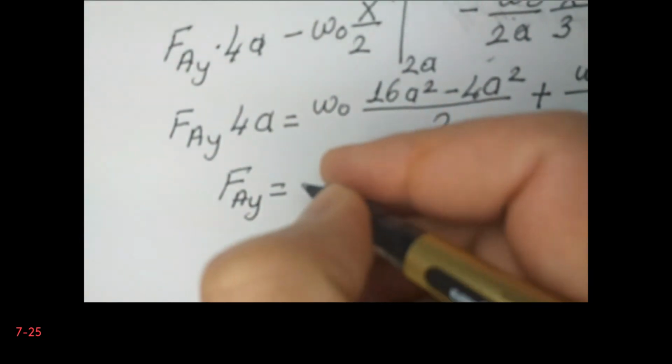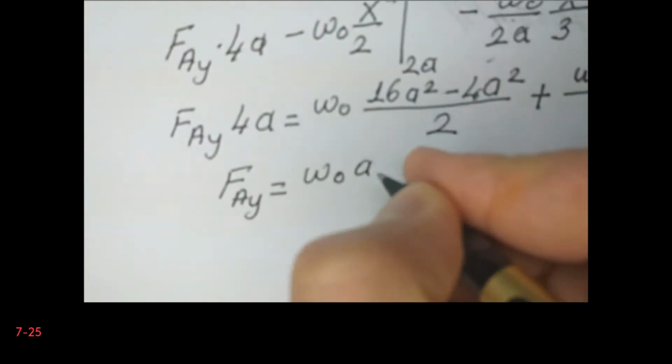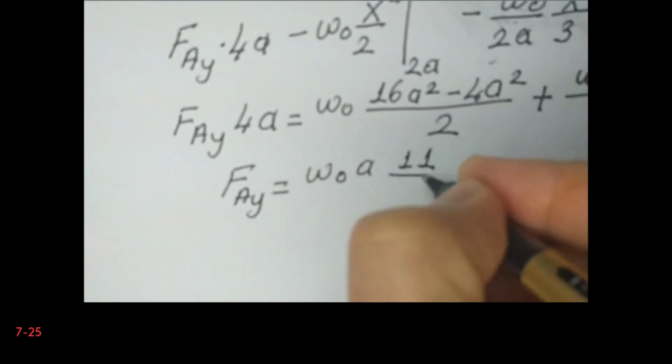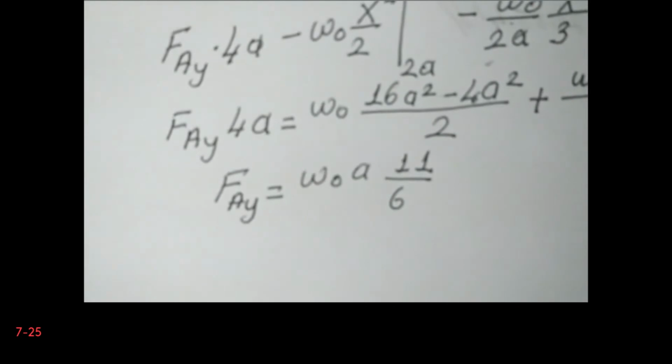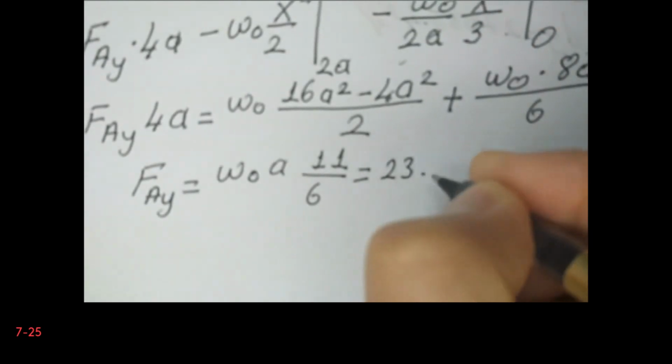So let's make one correction. This is plus because we put the equation to the other side of the equality, and in fact FAY from here can be found as W0 multiplied by A multiplied by 11 divided by 6. So if you put the values, what you are going to obtain for the value of the FAY is 23.83 kilonewtons.